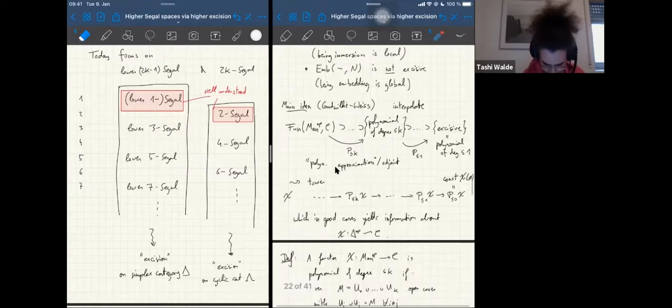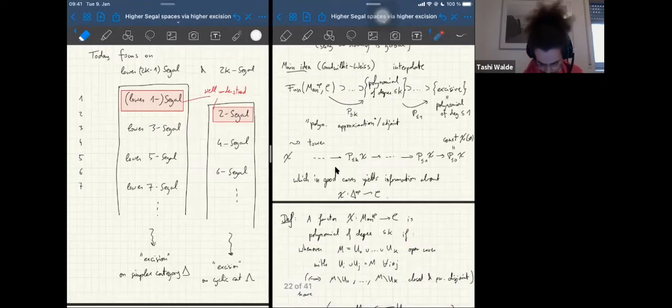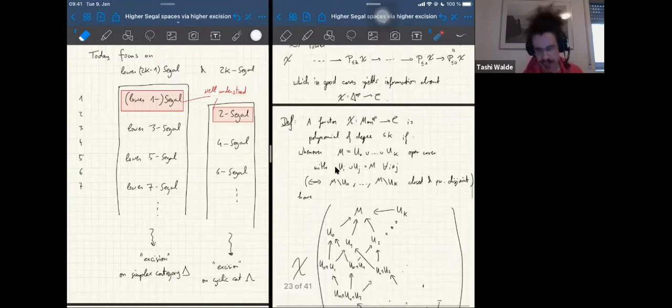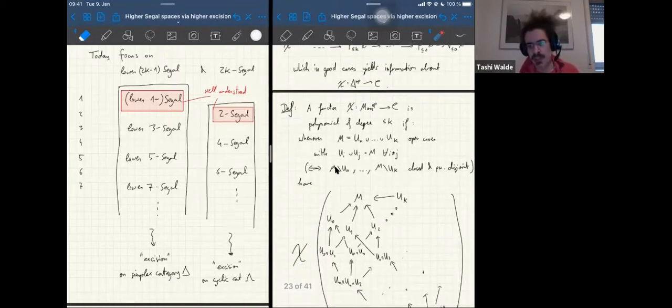So this is somehow the main idea. And let me tell you what a polynomial functor is. And here comes the striking thing. This definition, which works for manifolds, we will actually be able to make sense of in delta. So that's why I want to write this in detail.